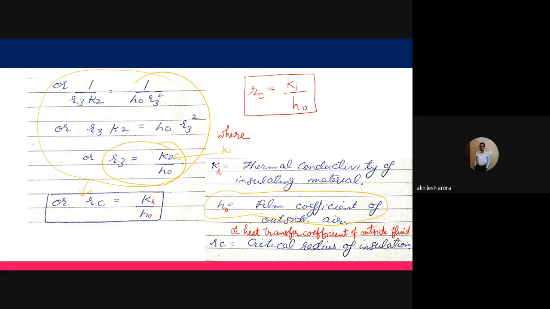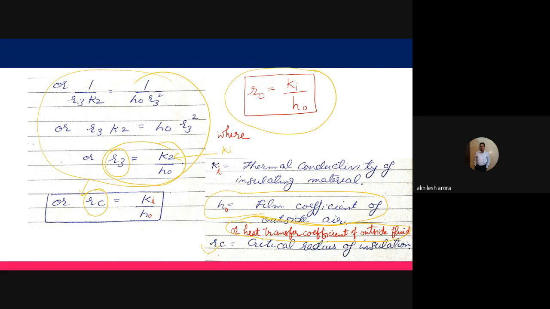It is also known as the heat transfer coefficient of the outside fluid. And this R3 is nothing but the critical value of the radius of insulation, so we call it RC, the critical radius of insulation. So this is the value of the critical radius of insulation.